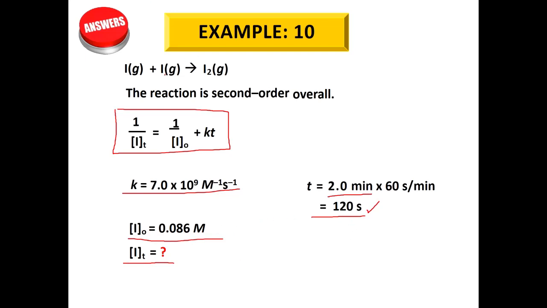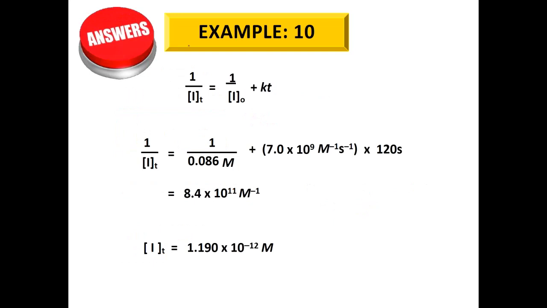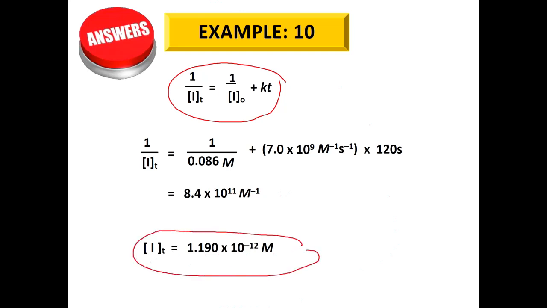So you can use this equation for a second order reaction. You substitute all the values in this equation, and finally you can find out the iodine concentration at the particular time t, which is around 1.190 times 10 to the power of negative 12 molar.